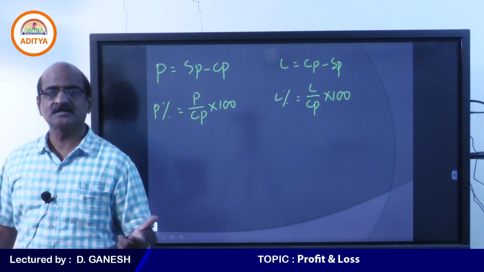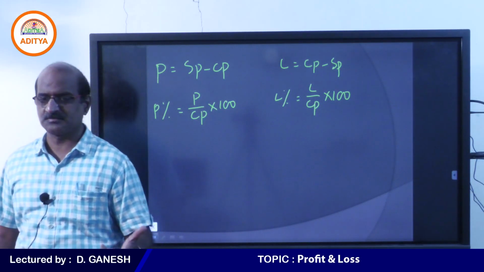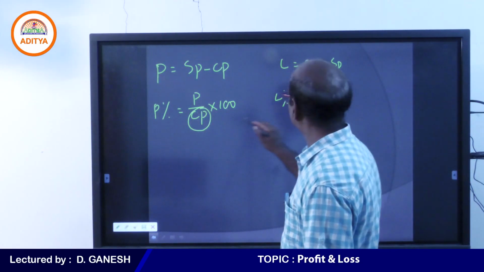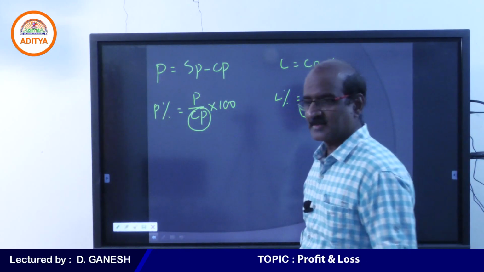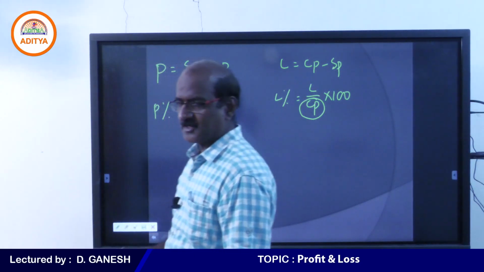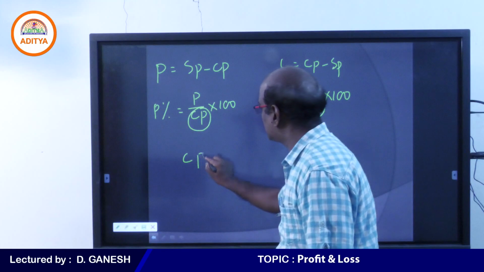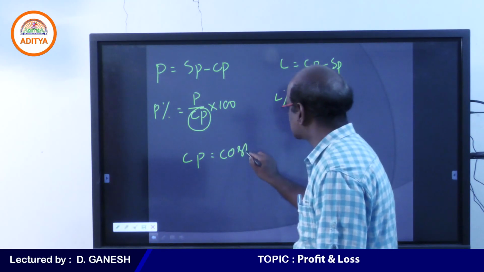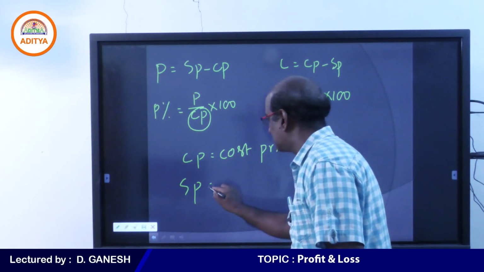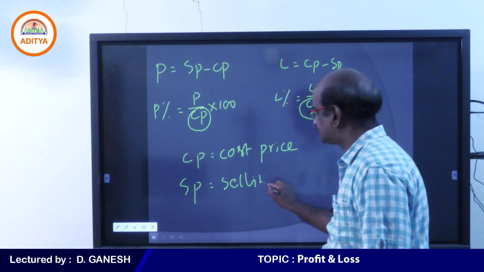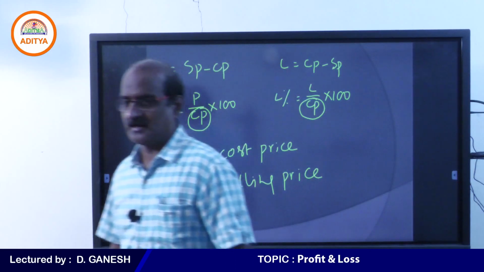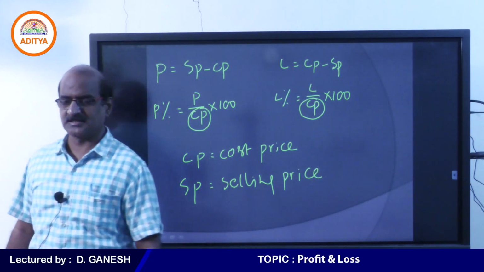Okay, students, please understand that profit percent and loss percent both depend on the cost price. CP means cost price. Okay, you are asking me CP? CP means cost price and SP means selling price. Students, is this clear? So you understand CP and SP are all about cost price and selling price.